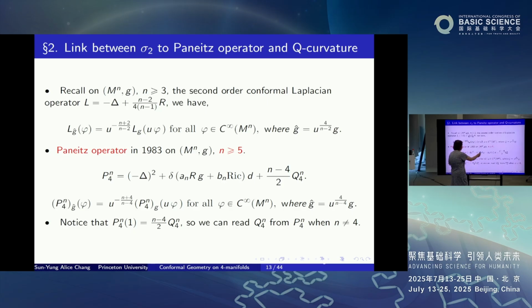If one looks at this equation, one realizes that P4 on the function 1 is Q4 times n, but this is only when n is not equal to 4. When n equals 4, you do not see this Q4 from P4. And this P4 happens to be an analog of the conformal Laplacian, that is, it has the conformal covariant property. And instead of n plus 2 over n minus 2, one has n plus 4 over n minus 4.